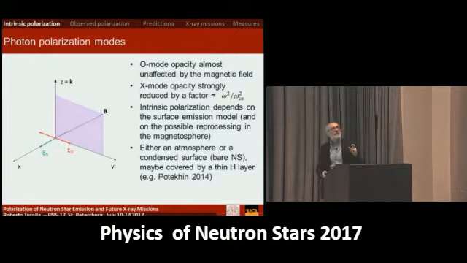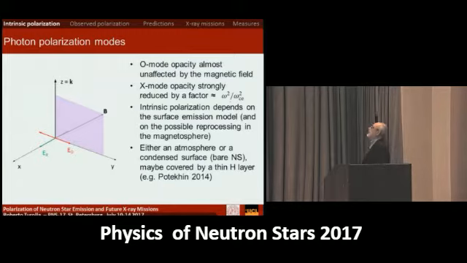The opacity properties of the two modes are dramatically different, in the sense that the O mode opacity is almost unaffected by the presence of the magnetic field, which means that the O mode, the ordinary photons, interact with matter as normal unpolarized light in absence of any magnetic field, while the X mode opacity is strongly reduced with respect to the unmagnetized case by a factor which, roughly speaking, for scattering goes like the photon frequency squared divided by the electron cyclotron frequency squared. So if omega is much less than omega_c, the opacity is strongly suppressed.